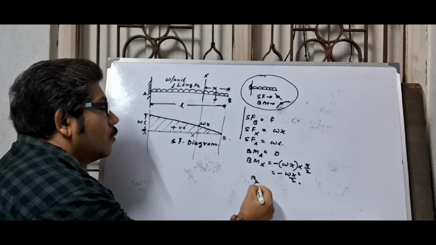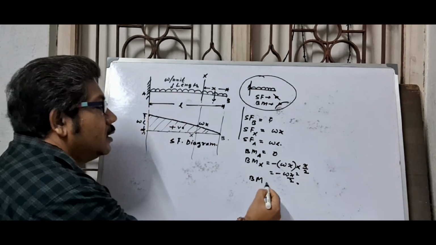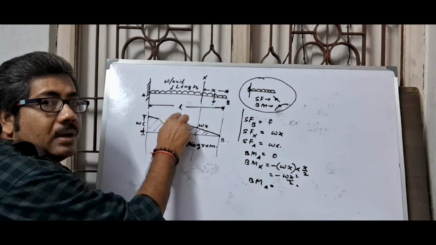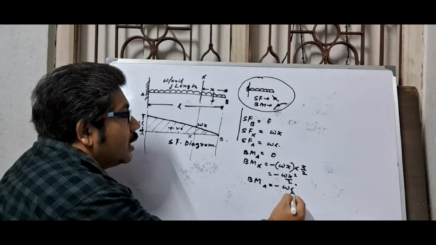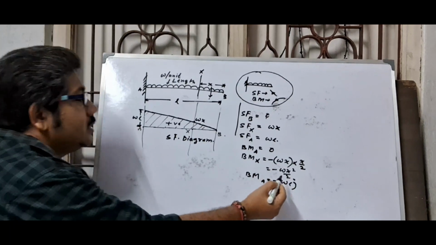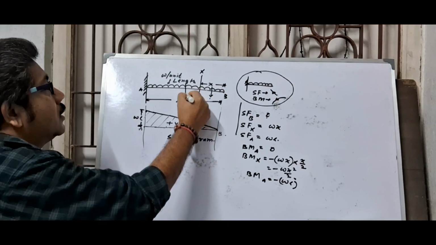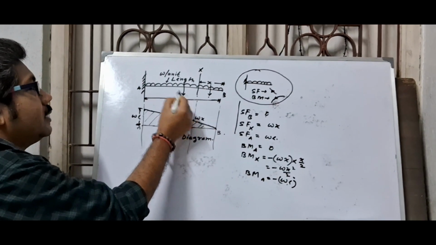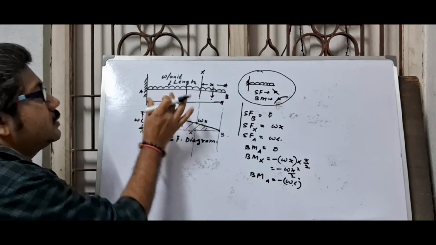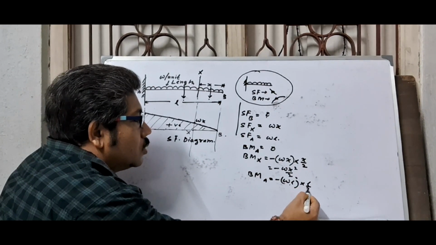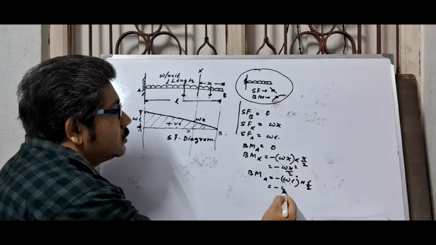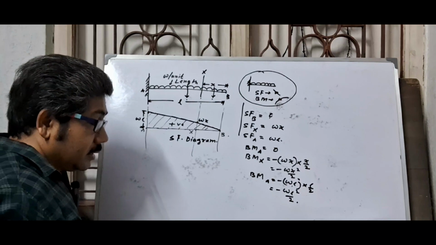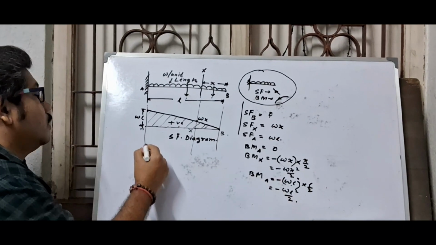Now bending moment at point A. Per unit length omega, so for L length this is omega L, and this load is acting at the midpoint of the whole length L. That means omega L is acting at this point, and the moment arm is L by 2. So here this is omega L square by 2. These are the values of BM.